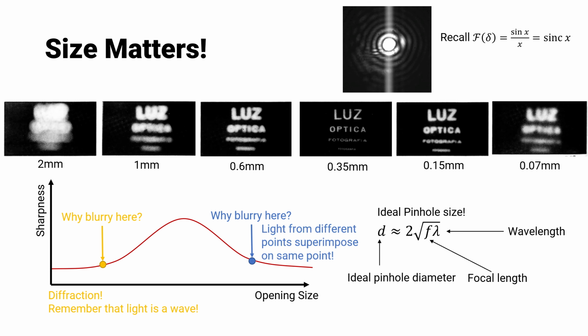The problem is that light from different points superimpose on the same point. So what is happening here is that as your pinhole gets smaller and smaller, your light wave is essentially interfering with the pinhole diameter itself. So light is going to have a constructive and destructive superimposition. So you are actually going to have a blurry image on the right hand side as well.